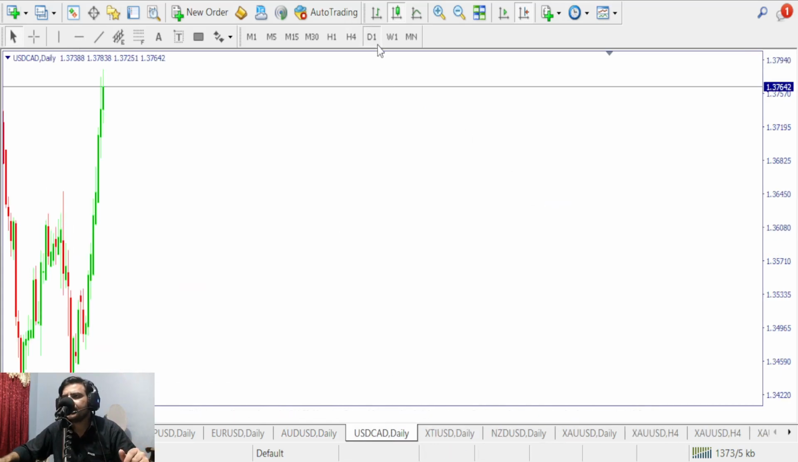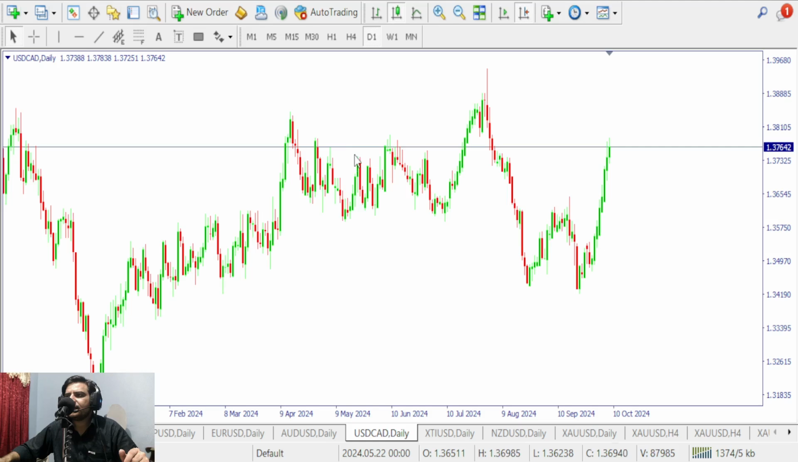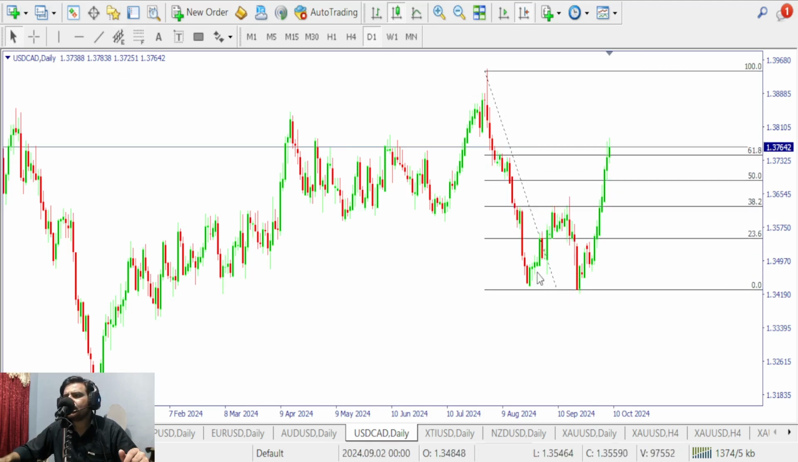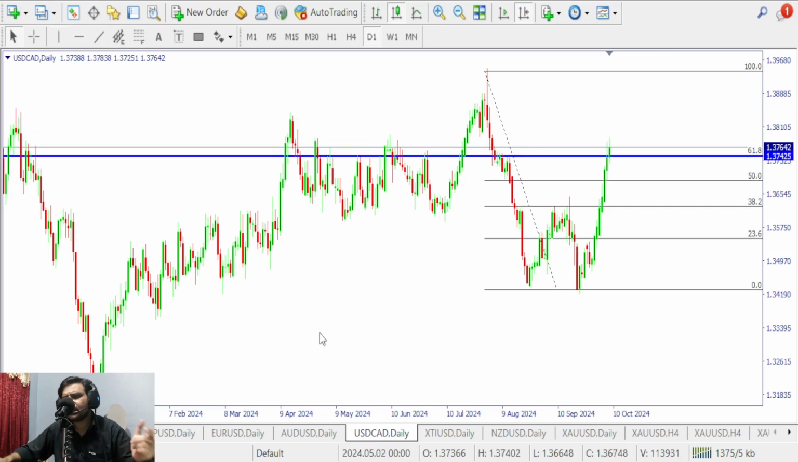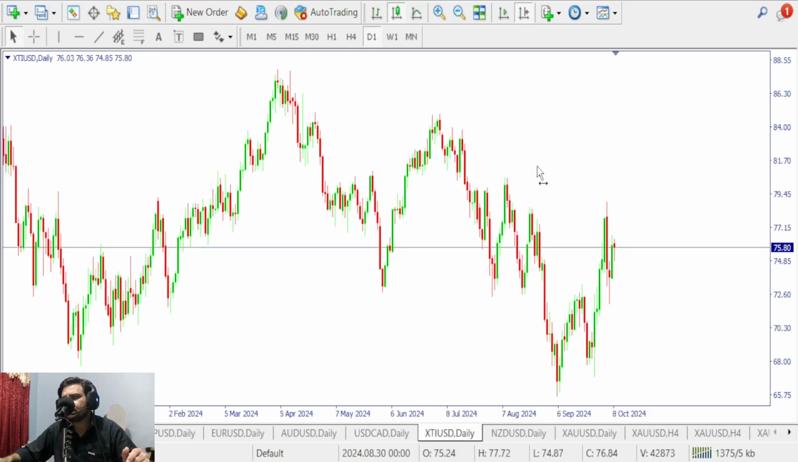If you see, it just broke a Fibonacci level, and I just want to say that there is a blurry image, so let's just leave it. Crude oil, well, let me quickly check how much time.